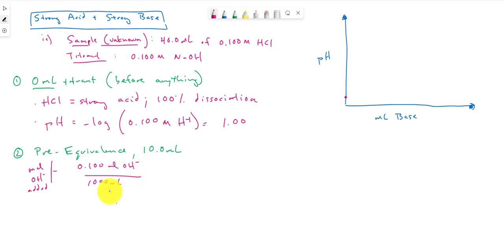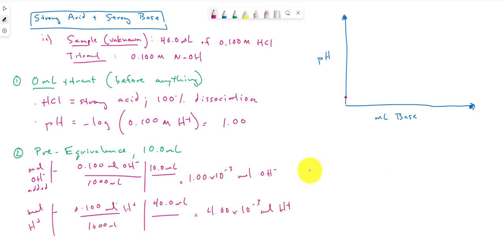And then I can do dimensional analysis and say, well, that's only 10 milliliters. That'll give me that. So that equates to 1 times 10 to the minus 3 moles of hydroxide. And then similarly, we can figure out how many moles of H plus were in the original beaker of this unknown, assuming 100% dissociation of the strong acid HCl. So again, we're starting with 0.1 moles H plus per 1,000 mils, but we had 40 mils in our initial volume of this solution.